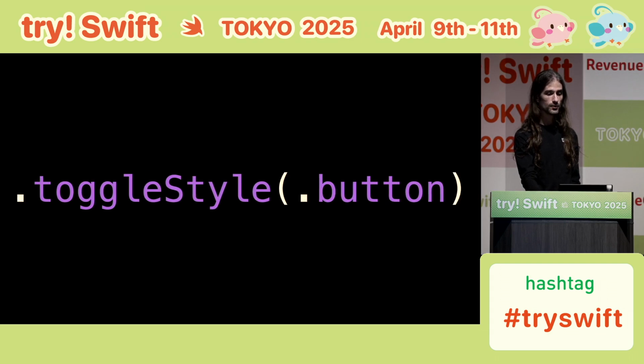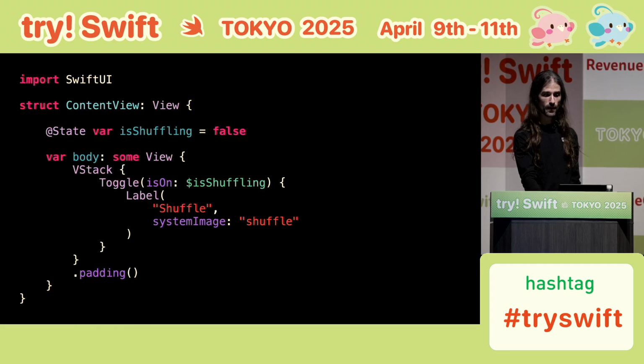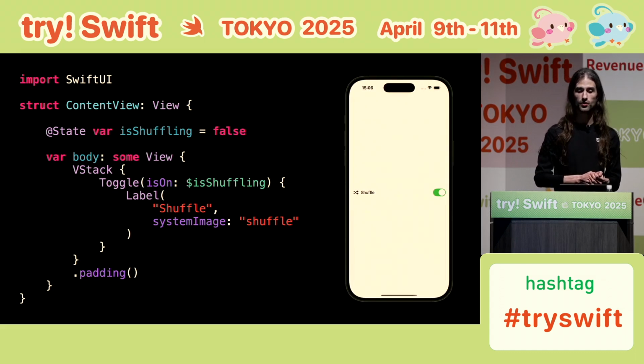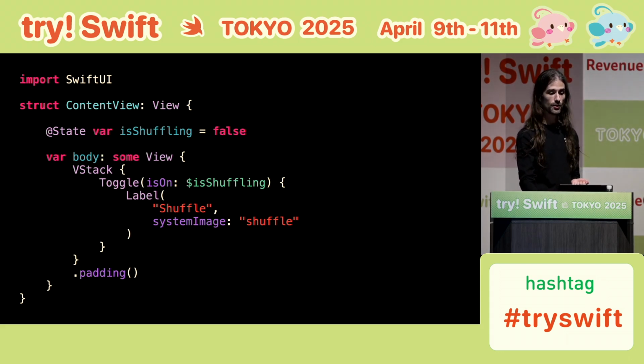Next is toggleStyle with a style of button. You have the Toggle view in SwiftUI, super useful when you want to implement an on-off switch, but in some cases it would feel a bit weird to use an on-off switch. Imagine you're building a music app and you have this UI for shuffle: on-off is weird. You would like something that looks more like a button that has a pressed and a released state. Well, now you can do it out of the box.